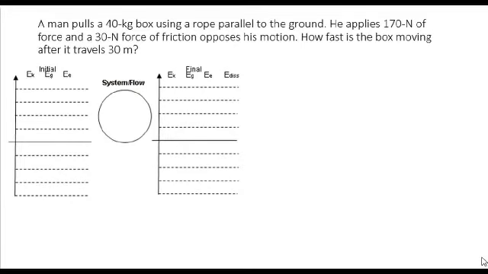...using a rope parallel to the ground. He applies 170 newtons of force, and a 30 newton force of friction opposes his motion. How fast is the box moving after it travels 30 meters?